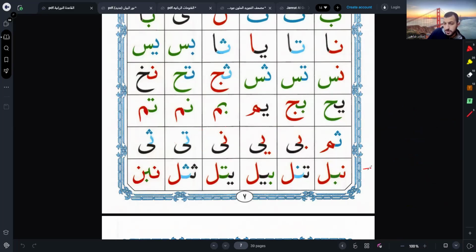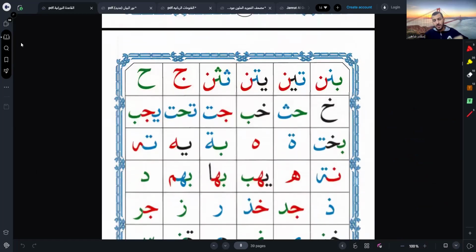Okay, so the last line here, we have noon, ba, lam, da, noon, lam, ba, ya, lam. So this is the shape of the ya in the middle. Looks like the same at the beginning, I'm sorry. And also here, the shape of the noon in the middle, the ba in the middle, and so on. We have here tha, tha, lam, noon, ba, noon. Okay.